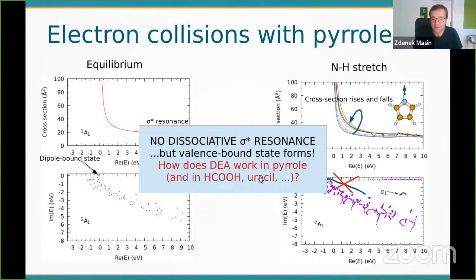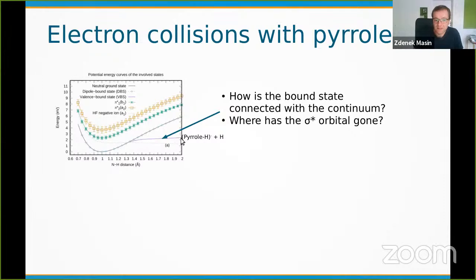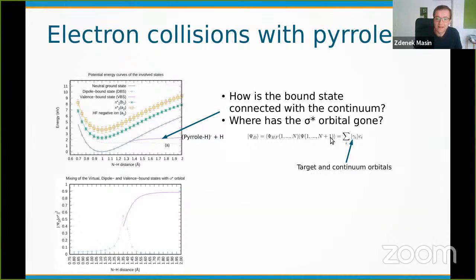So there is a problem now. We have this valence bound state, which leads to the dissociative electron attachment, but there is no curve that connects it to the continuum. So where is the sigma star orbital gone? We can answer it by analyzing the so-called Dyson orbitals of the states that are involved. We can calculate what is the contribution of the sigma star orbital that we're looking for to the dipole bound state and the valence bound state.